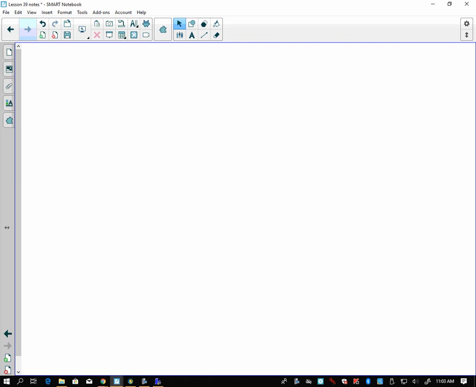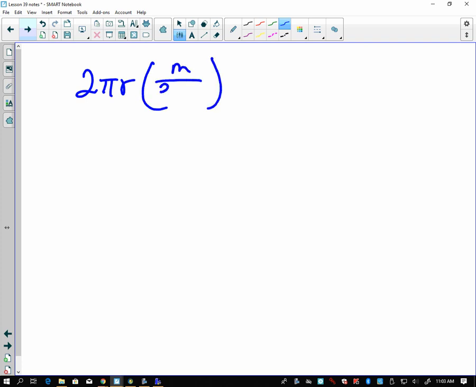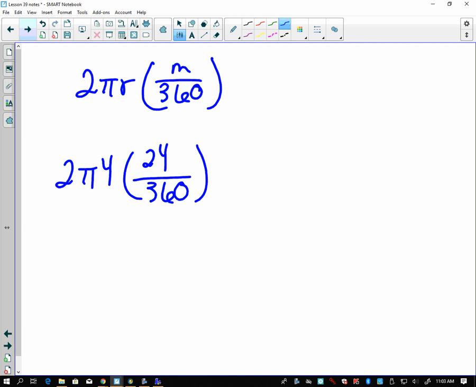Let's just make sure that we're writing this up correctly. We know that we're going to get 2 pi r times the measure over 360. So we've got 2 times pi. What's the radius on that question? 4. What's the measure this time? 24 over 360. You should be able to do all that in your calculator. You should get 1.68 inches. Yep, he got a little bit further this time. He went 24 degrees.